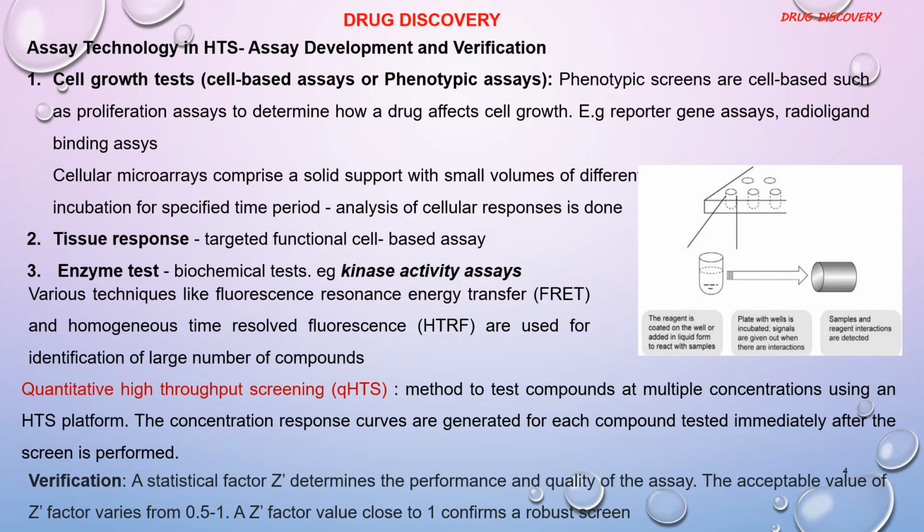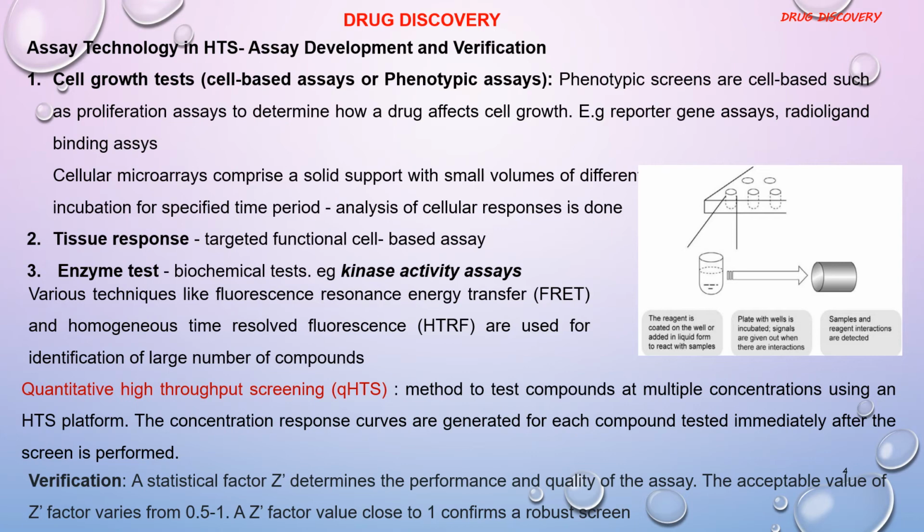In biochemical tests, enzyme assays like kinase activity assays can be done. Various techniques like FRET and HTRF are used for identification of a large number of compounds. Quantitative high throughput screening. This is a method to test compounds at multiple concentrations using the HTS platform. The concentration response curve can be generated for each of the compounds that is tested, and the IC50 value can be calculated.